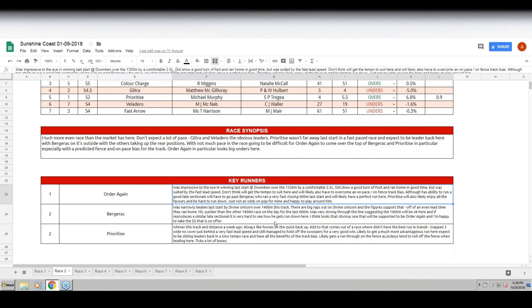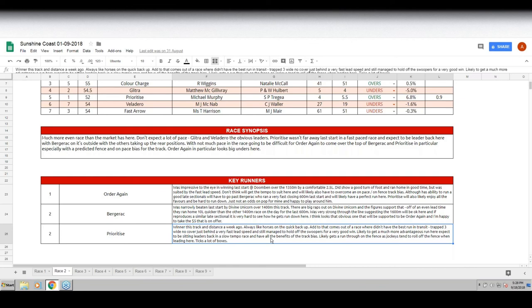The two runners that I was interested in, Prioritise and Bergerac, were both horses that I thought could be right up on the pace, likely find the fence, and who had both come out of runs where they had to overcome some kind of disadvantage. Prioritise, the run before this, was trapped three wide, no cover. They went really fast out front, and he still managed to hold off the sweepers and hang on for a win.